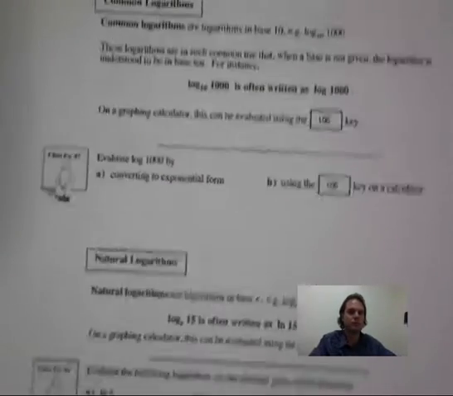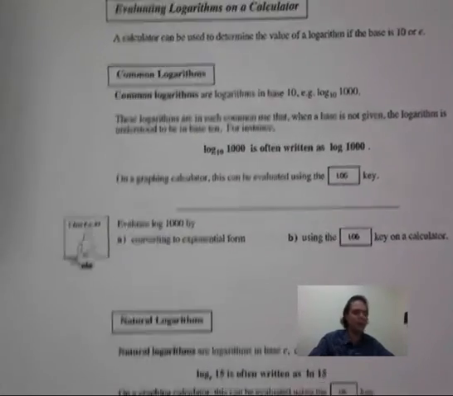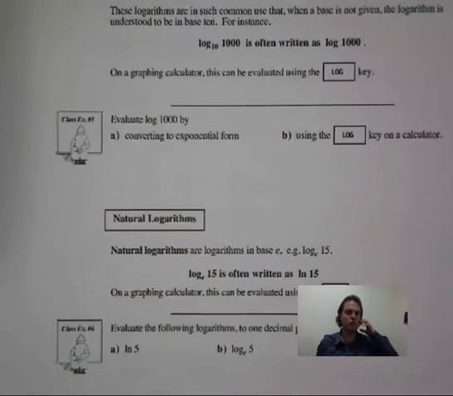All right. Now we're going to look at common logarithms and how to do it. So we're going to look at how to do this more or less in the calculator.